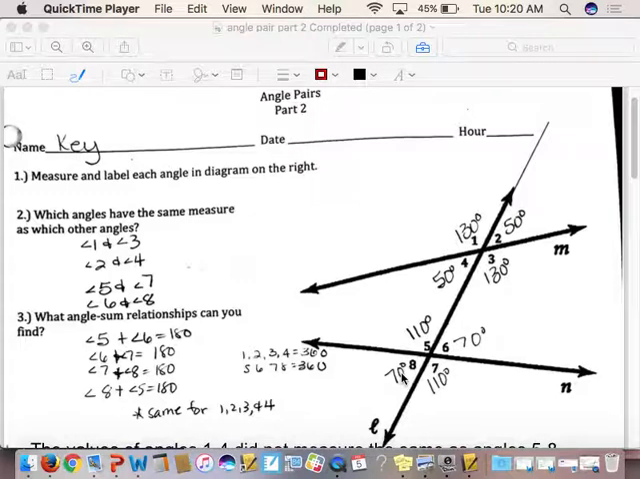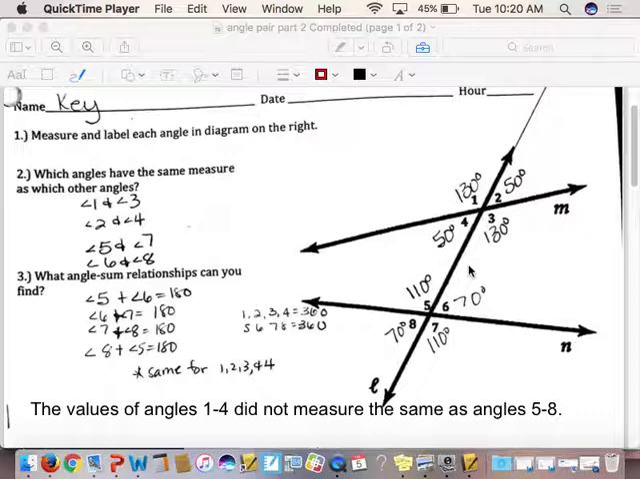So this is reinforcing the linear pair and vertical angle relationships that we've already seen. But we now have 2 lines being intersected by a 3rd line, and we will look at that same situation here. And I also would like you to notate, since we've already measured the values in the bottom diagram, that the values of the angles 1 through 4 did not measure the same as the angles 5, 6, 7, and 8. In this diagram, go ahead and notate this, please.